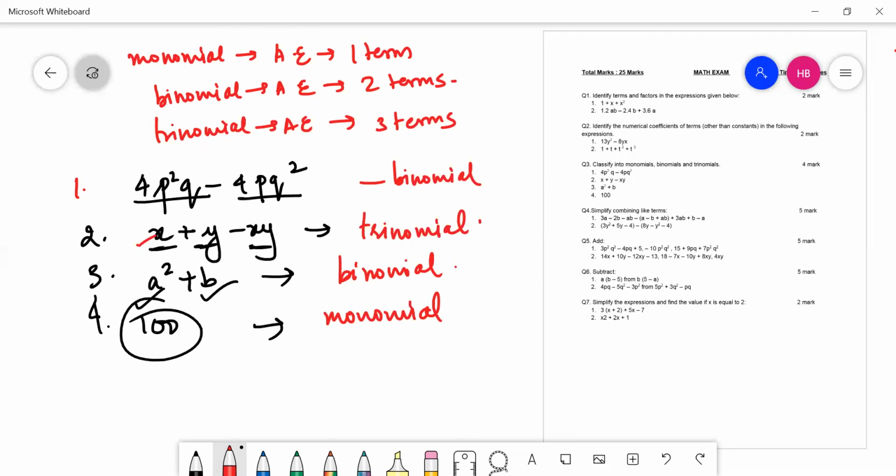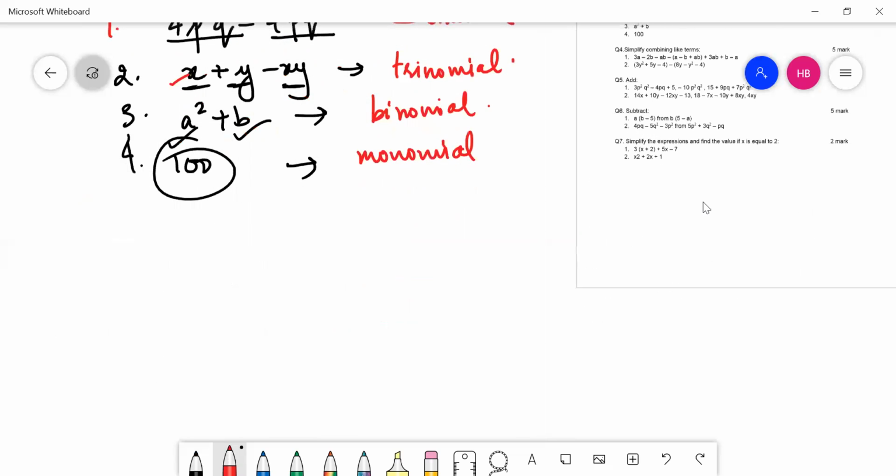If you have given the correct answer with the correct explanation, you will get full marks. Okay, now question number fourth. Let's go to the question number fourth.